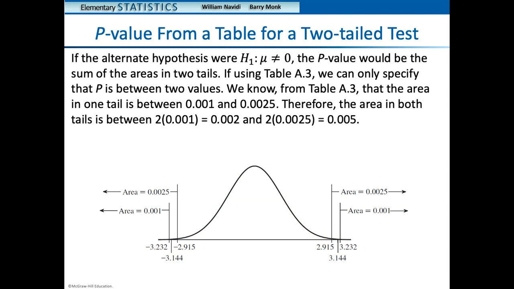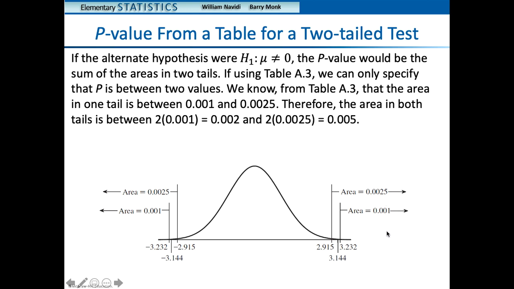Here's a diagram that illustrates that. In the row corresponding to 60 degrees of freedom, our observed test statistic, which was 3.144, fell in between the values 2.915 and 3.232. The area to the right of this value was 0.0025. The area to the right of this value was 0.001, which means the area to the right of our observed test statistic will fall somewhere between 0.001 and 0.0025.